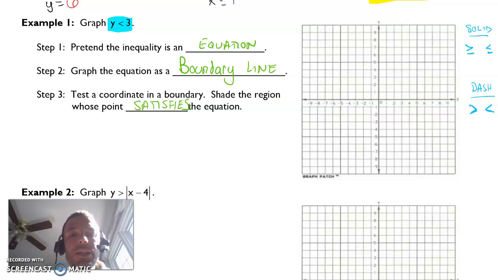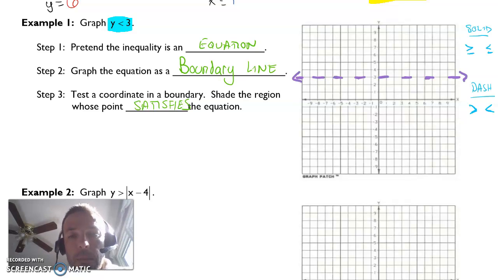Once your equation and your boundary line are drawn, now we have to choose a test point. (0, 0) is often the easiest point to test. If that ordered pair satisfies the inequality, it is in the solution set, and you shade that region in. If it doesn't, it's not in the solution set, and you shade the other region. So that purple dashed boundary line I just put up represents y equals 3, but I dashed it because it's not an equation, it's an inequality, and it was a less than symbol.